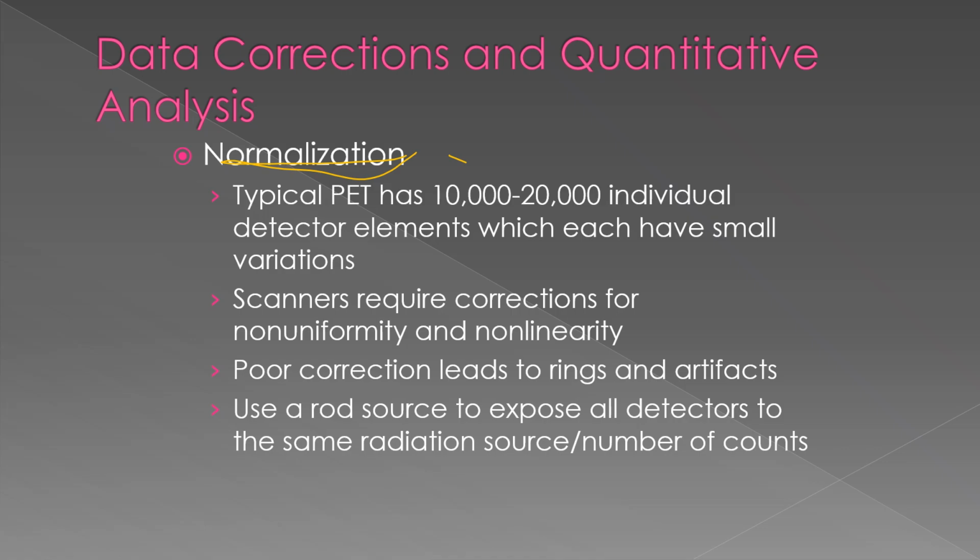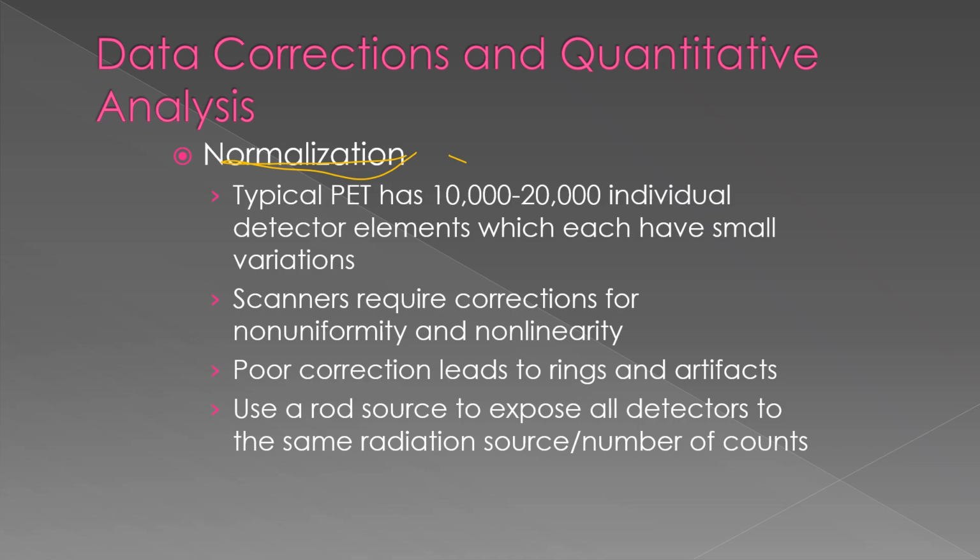The normalization, think about it. With a regular gamma camera, you might have 30 to 60 PM tubes per camera head and one large crystal. But with PET, you have 10,000 to 20,000 detector elements, and all of them are going to have small variations. Just in our gamma camera that has one crystal per camera head, it's not uniform within that crystal. It's got a lot of issues already, right? And then when you have dual camera heads, it complicates it because the two camera heads need to match.